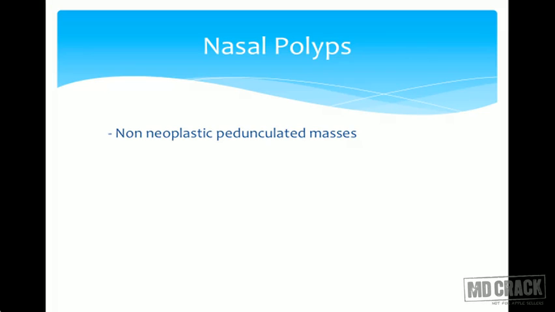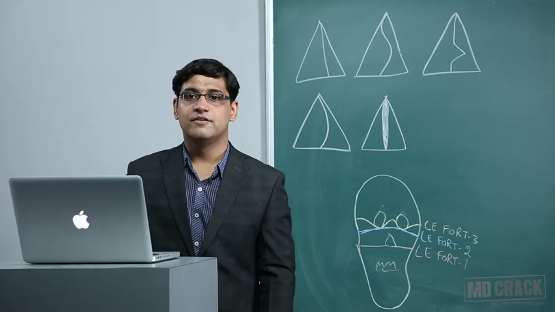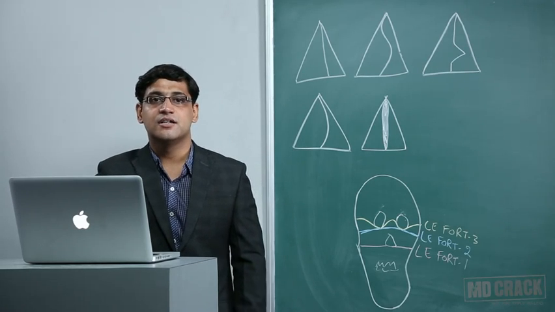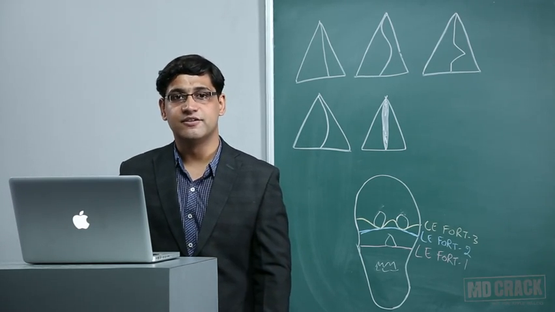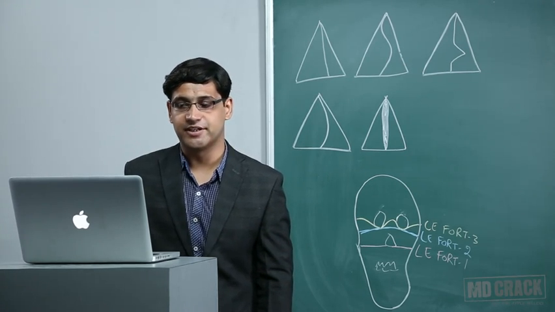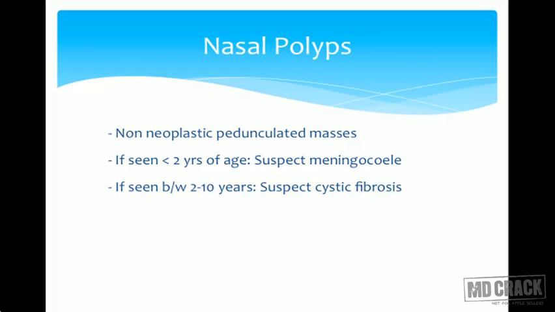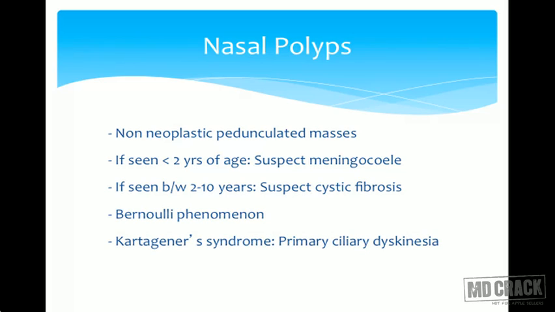Another important disease of the nose is the nasal polyps. Now, what are polyps? They are the non-neoplastic pedunculated masses. But if seen in less than 2 years of age, then meningocele should be suspected. We saw in some previous sessions that if a nasopharyngeal mass is present in infants, then encephalocele should be suspected. And if a nasal mass is seen between 2 to 10 years of age, then always you should suspect and rule out cystic fibrosis.